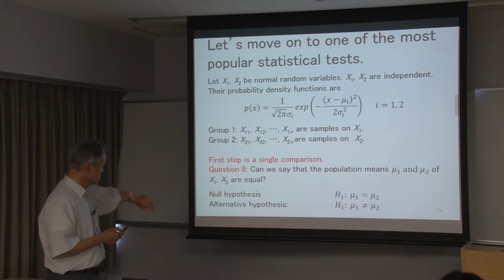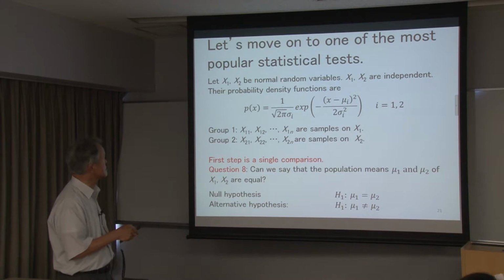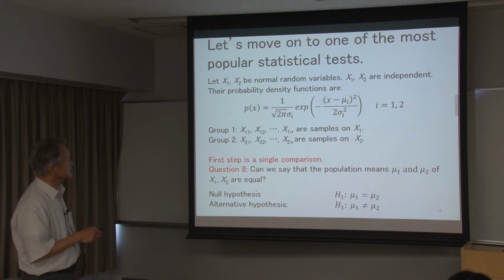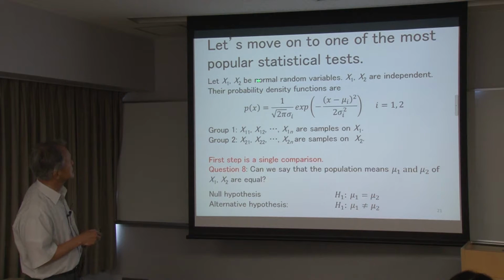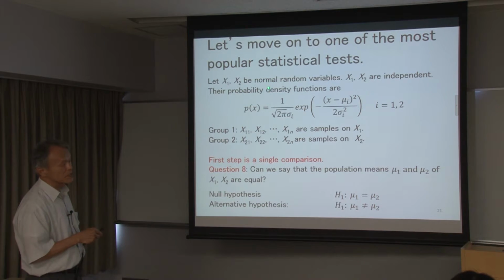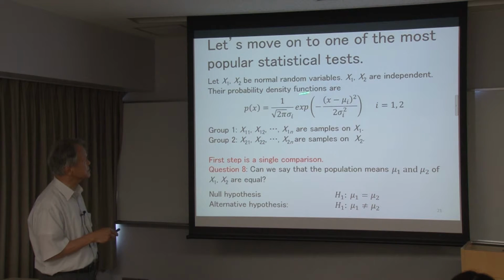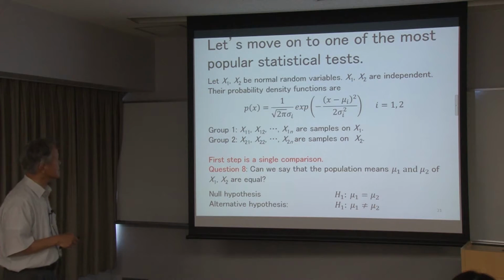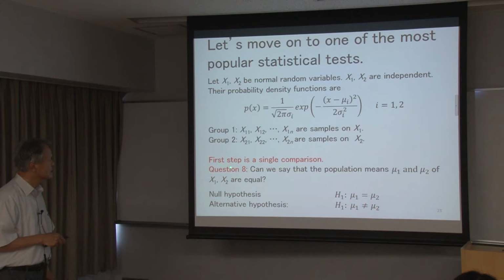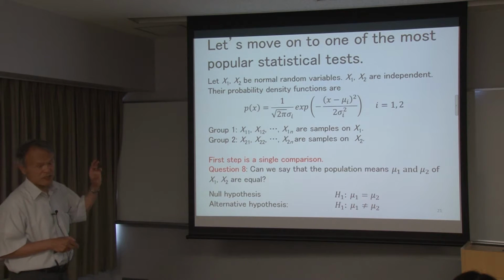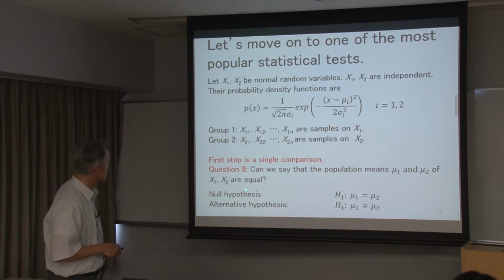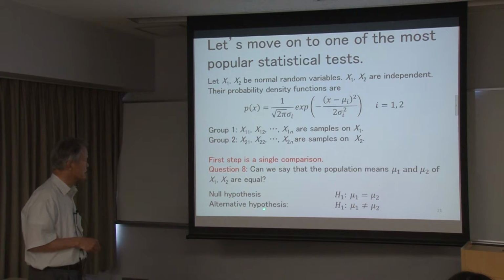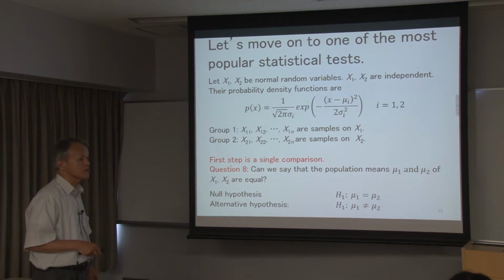Okay, let's move on to one of the most popular statistical tests. There are two sets of random variables. These two sets are generated based on normal distributions. And these two variables are independent. The hypothesis is different. Here, the null hypothesis is mu1 equal to mu2, and the alternative hypothesis is mu1 not equal to mu2.